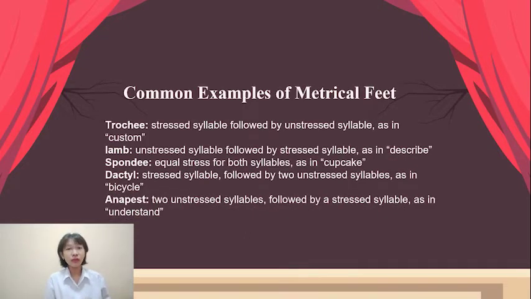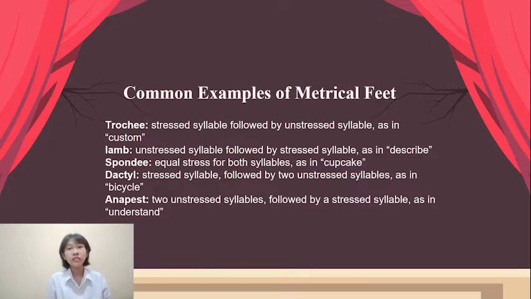Common examples of metrical feet. For English poetry, metrical feet generally feature 2 or 3 syllables. They are categorized by a specific combination of stressed and unstressed syllables. The most common examples of metrical feet include trochee, a stressed syllable followed by an unstressed syllable, as in "custom." Iamb, an unstressed syllable followed by a stressed syllable, as in "describe."